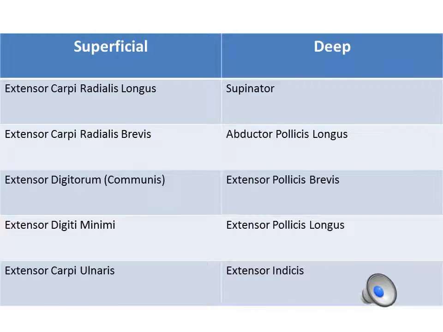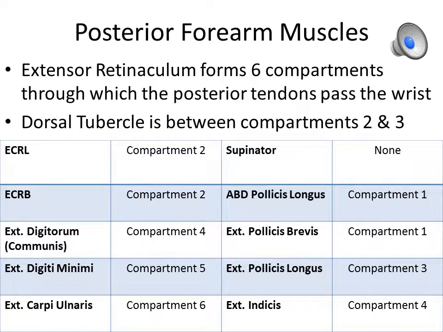The five deep muscles are the supinator, abductor pollicis longus, extensor pollicis brevis, extensor pollicis longus, and extensor indicis. The extensor retinaculum is an oblique band of connective tissue at the wrist that holds the extensor tendons in place as they course over the carpal bones into the hand. It has extensions that attach to the carpal bones, forming 6 compartments at the wrist.